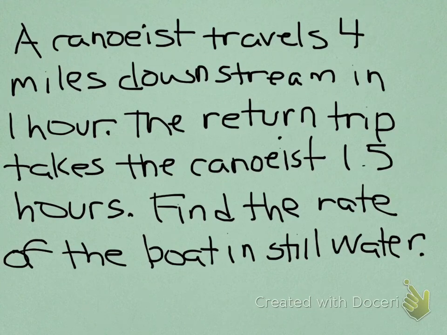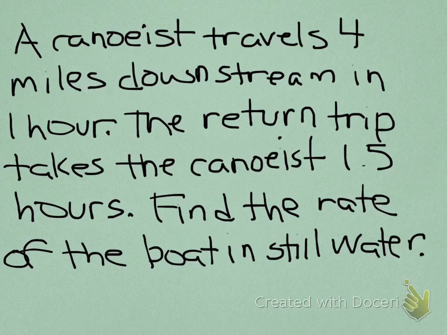And then we have one more where we're going to have to come up with the equations first and then solve. So this is talking about traveling down a stream. A canoeist travels 4 miles downstream in 1 hour. The return trip takes the canoeist 1.5 hours. We need to find the rate of the boat in still water. So we're going to set up the two equations. First, we need to come up with our variables.